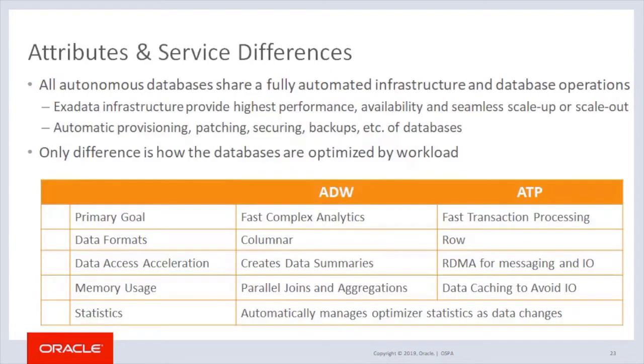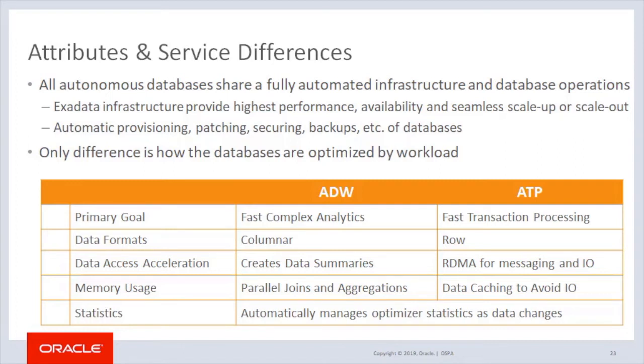All members of the Autonomous Database family share the same fully automated high-performance Exadata infrastructure that provides world-class availability and scalability. They also share complete automation of all database administration tasks, such as provisioning, patching, securing, backups, etc. Autonomous Transaction Processing only differs from Autonomous Data Warehouse when it comes to how to optimize for each specific workload within the database. Autonomous Data Warehouse is optimized for complex analytics, while Autonomous Transaction Processing is optimized for high throughput transaction processing.